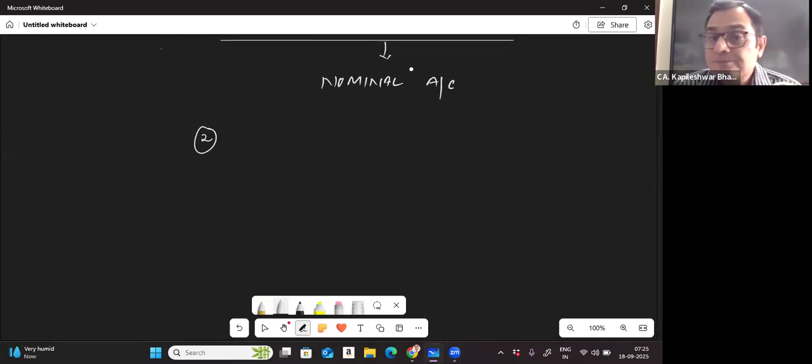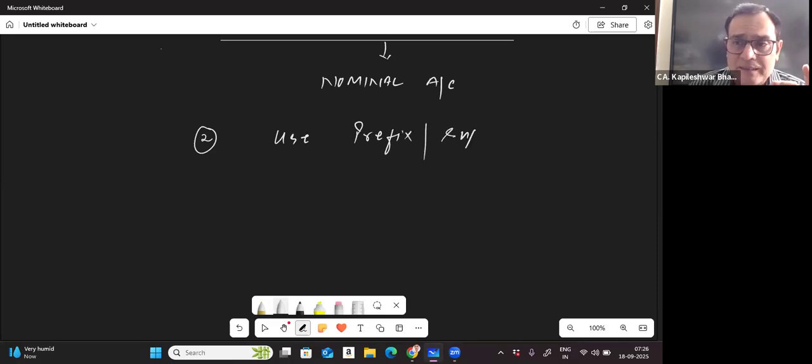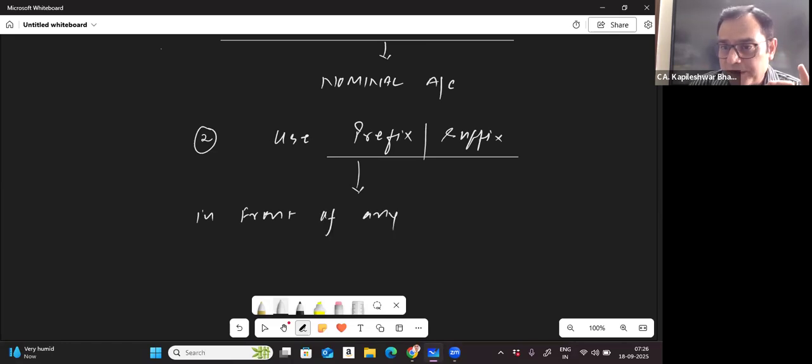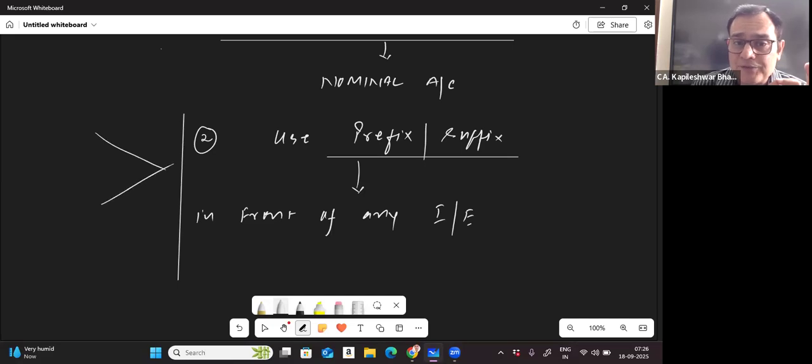Let's go to the second one now. Let's go to the second one after the nominal account. And the second one in this particular case is, we are saying that if we use a prefix or suffix, you put it in front of the income and expense or you put it at the back of the income and expense. So if we use the prefix and suffix, and the prefix and suffix is in front of any income and expense, I'm putting it as INE, any income and expense. So what prefix and suffix are you going to use? Any of the four words.